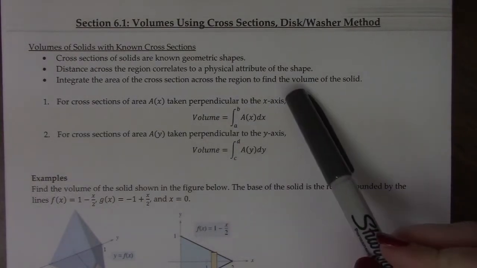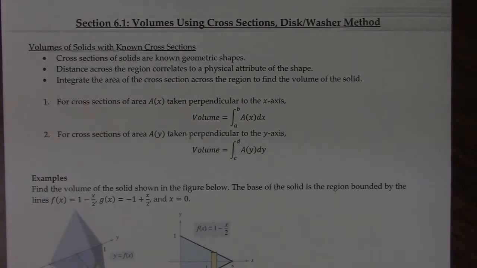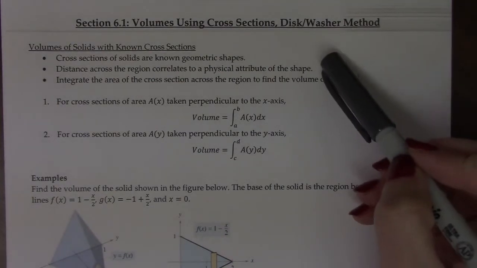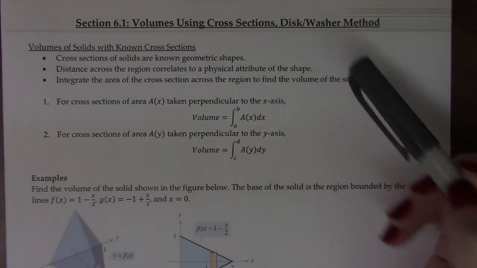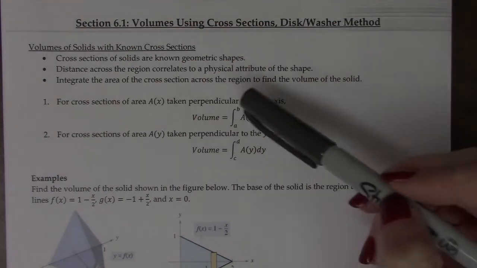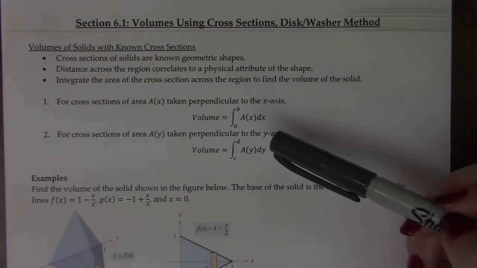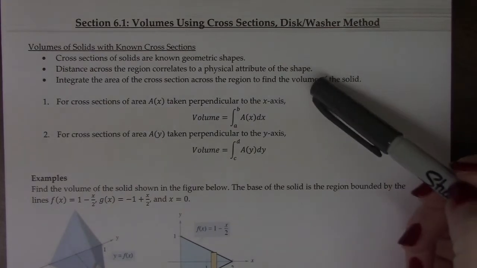So it could be the diameter, it could be the base of a square, the diagonal of a square. We could even have the base of a triangle, the height of a triangle. So we want to make sure that we're paying attention when we're reading the problem and we understand what attribute of the shape we're going to be dealing with. If you integrate across the area of the cross section, you'll get the whole volume of a solid.